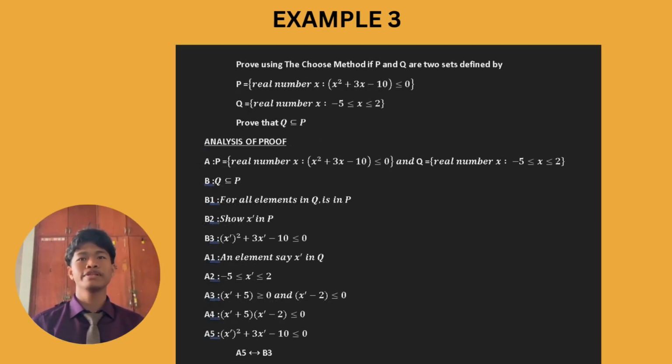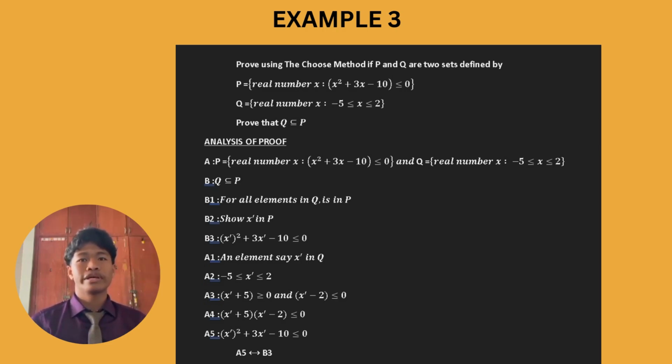For the third example, we have two sets P and Q and their elements. Then, they want to show that Q is a subset of P. First, we write the hypothesis and conclusion as A and B. And then for B1, we define B which is for all elements in Q is in P. B2, we show that x prime is in P. We substitute x prime in the inequalities of elements in P, which we will get B3.